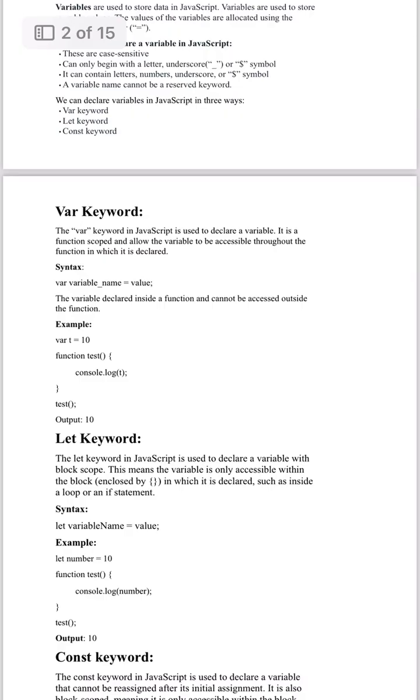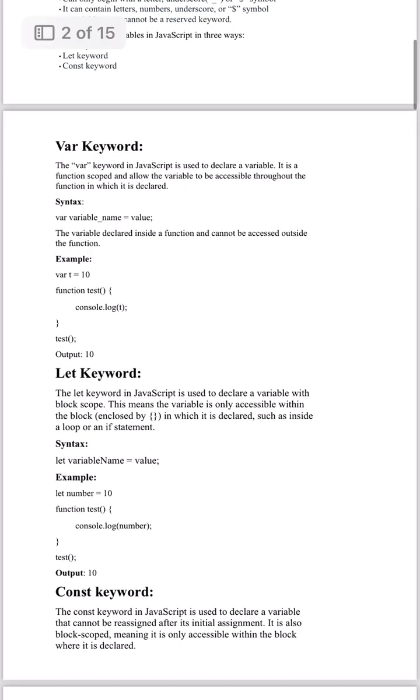We can declare variables in JavaScript in three ways. They are var keyword, let keyword, const keyword. Var keyword. The var keyword in JavaScript is used to declare a variable. It is function scoped and allows the variable to be accessible throughout the function in which it is declared. You can see the syntax and example and output of the example down here.